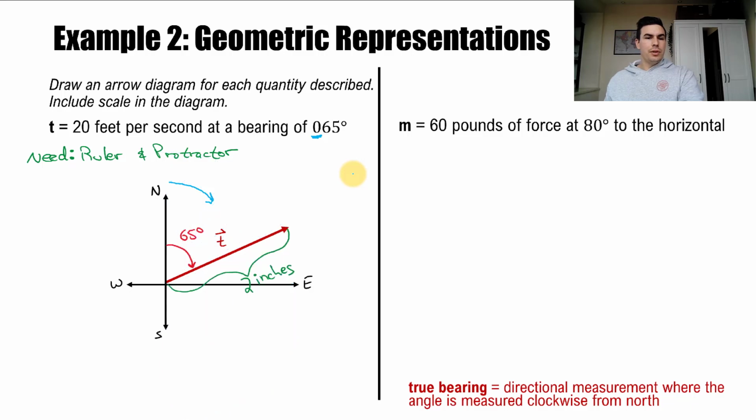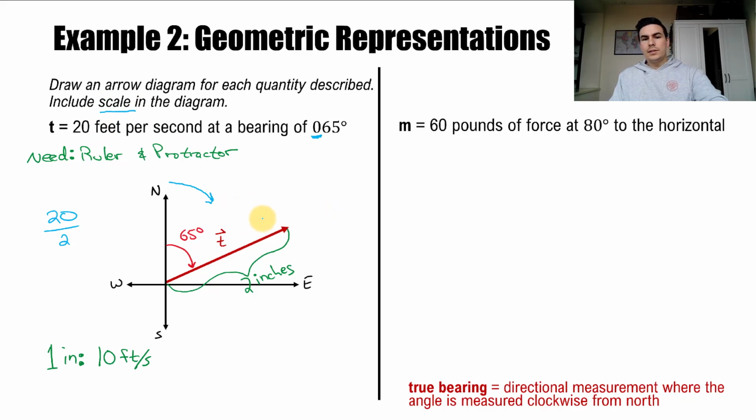Okay, now let's say I drew that with a magnitude of 2 inches. This scale that we have to include here in our diagram, I've got 2 inches, but the total magnitude of t is 20 feet per second. So we would divide 20, that's our total magnitude, by our 2. That lets us know that for every inch of this vector, that represents 10 feet per second. So that's what it means when it says include a scale in our diagram.